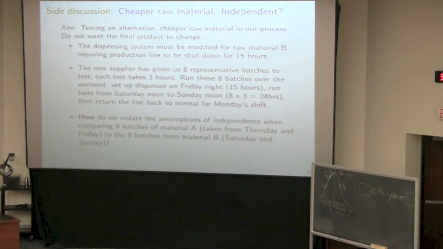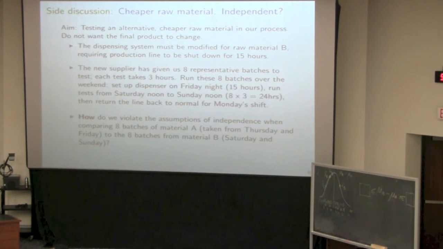This is definitely the most convenient way to do the experiments. But what's going to go wrong when you do the analysis? Person running the experiments over the weekend, which is different to the person running the experiments prior to the weekend on the regular weekday. So you've got a different person doing this. The batches are being run one right after the other. So 8 sequential batches, so lack of independence between those 8 consecutive points, absolutely.